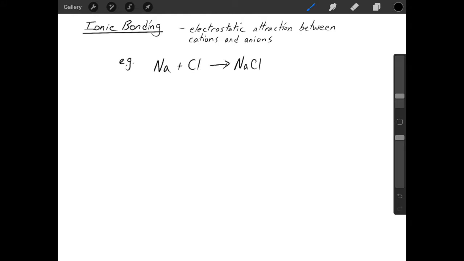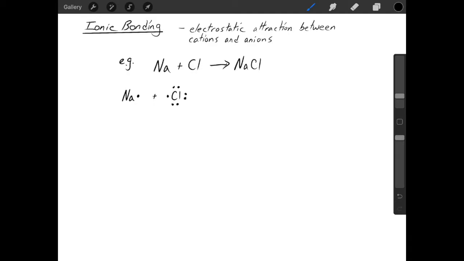So sodium and chlorine are both neutral atoms. Sodium chloride is an ionic compound, which means it's made up of a sodium cation and a chloride anion. Sodium atoms have a single valence electron, and chlorine atoms have 7 valence electrons, so their Lewis structures can be written as follows.